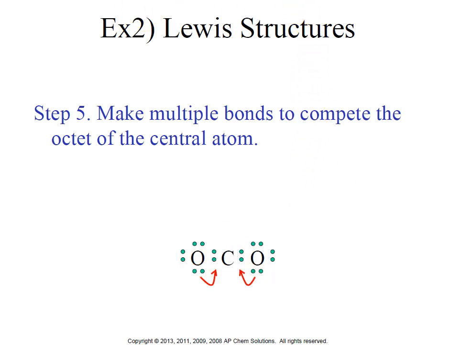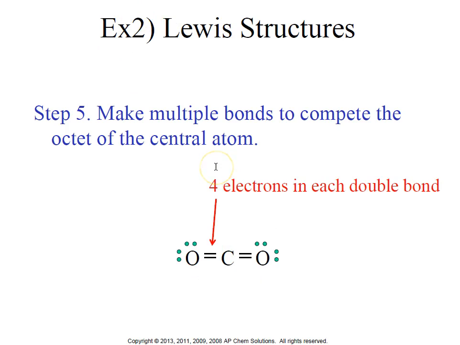A better way to draw this would be, as you see here, showing a double bond. A double bond means that 4 electrons are being shared instead of just 2. So this is the correct Lewis structure for carbon dioxide. Notice the electrons that were down there under the oxygens are missing because those were moved in to make that double bond.